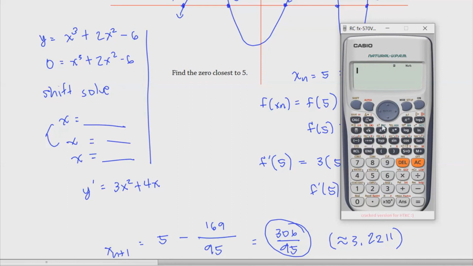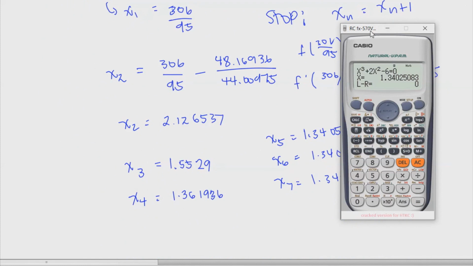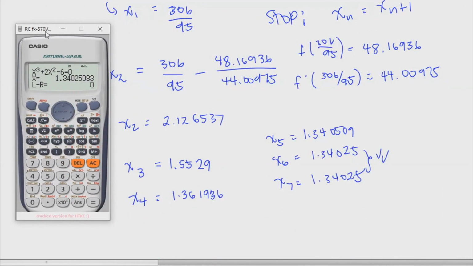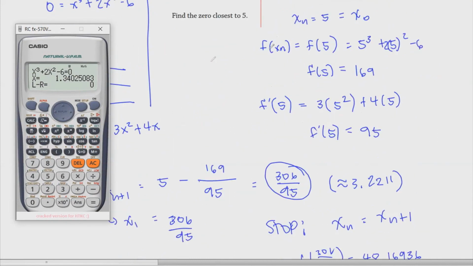So that's x cubed. We have x. If you need to find the 0, we just need to set this equal to 0, and then we press shift solve, and it says here to solve for x. In the problem, we need to find the 0 closest to 5. So let's press 5, because that would be the starting reference of our iteration process. You press equals, and that's it. That's 1.34025. So the calculator, based on its program, is actually doing the one that we did.